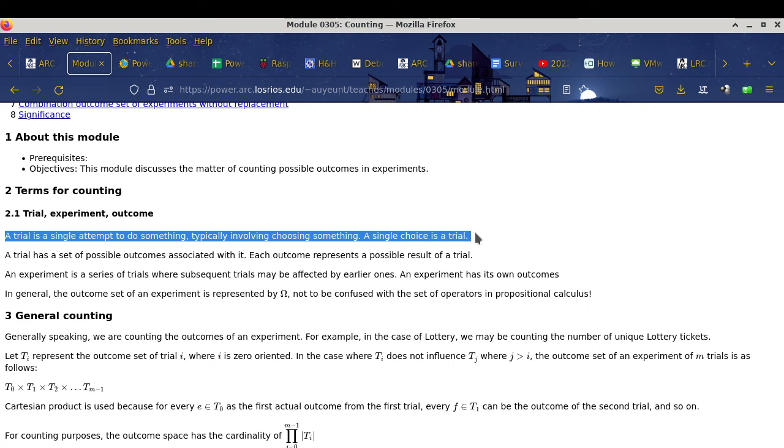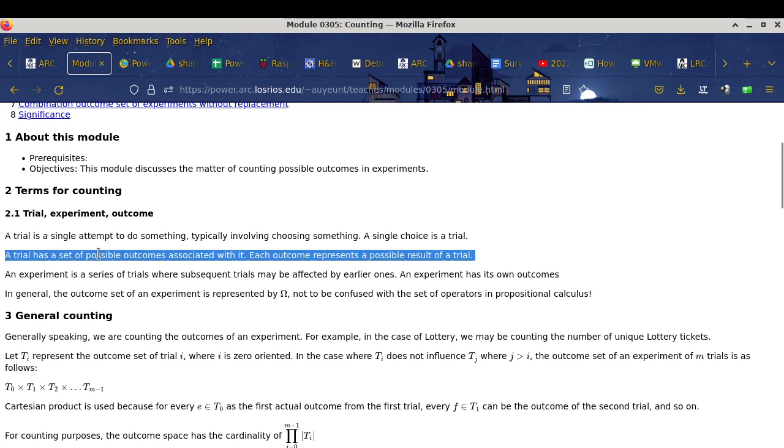All right, so we kind of know what a trial is. A trial has a set of possible outcomes associated with it. Each outcome represents a possible result of a trial. So we are looking at the result of an action. You flip a coin. Flipping the coin is a trial. What are the outcomes of that trial? Yep, heads or tails, right?